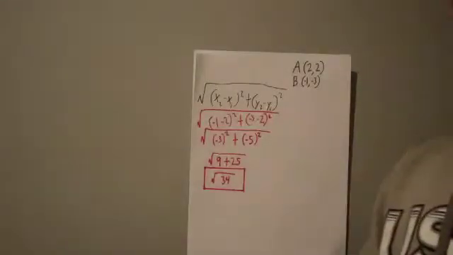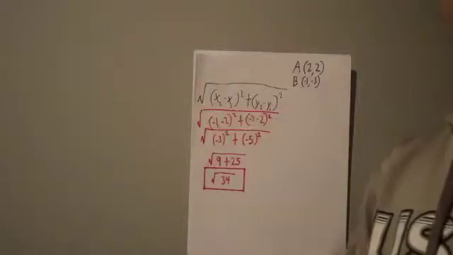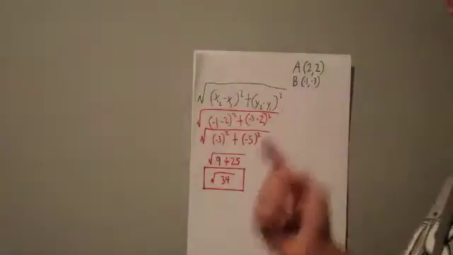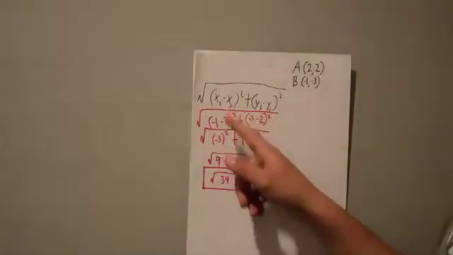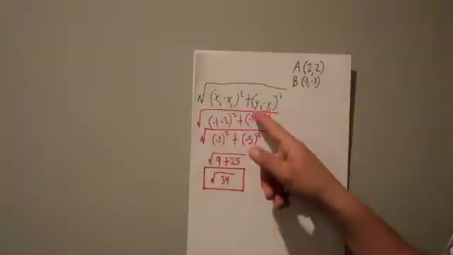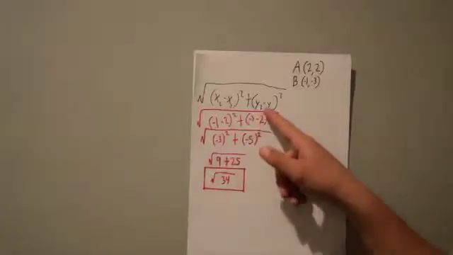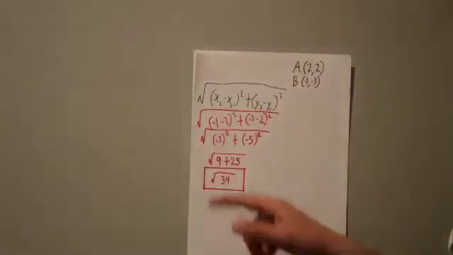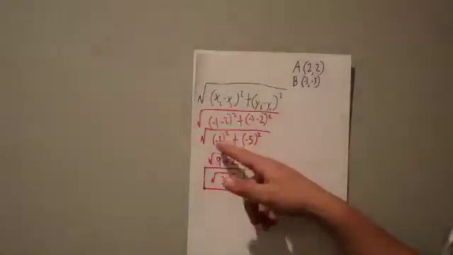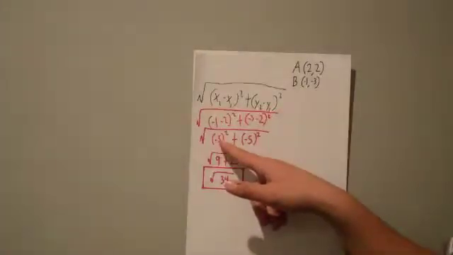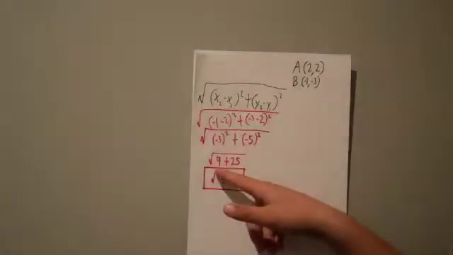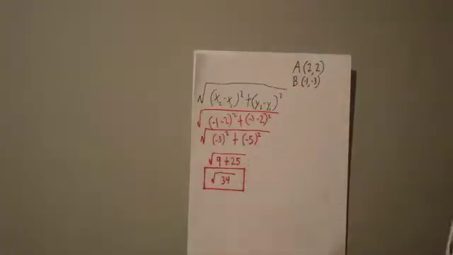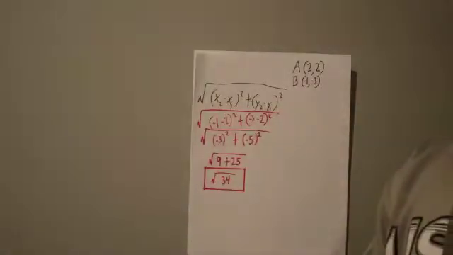To find the distance between the 2 points in our previous example, we would use this formula. x2 would be -1, x1 would be 2, y2 would be -3, and y1 would be 2. We add those together, and then we get -3 and -5. Once we square those, we get 9 plus 25, and then once we get the square root of that, we get the square root of 34, and that is our answer.